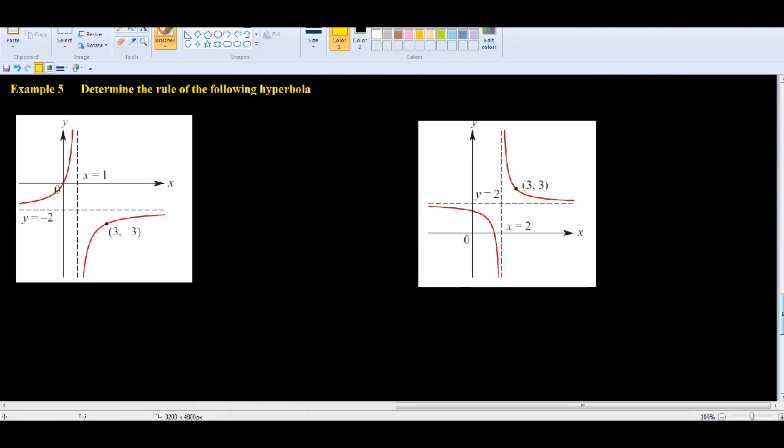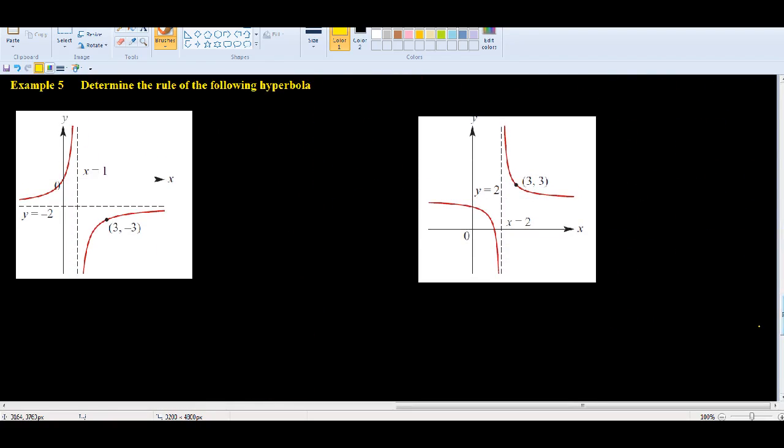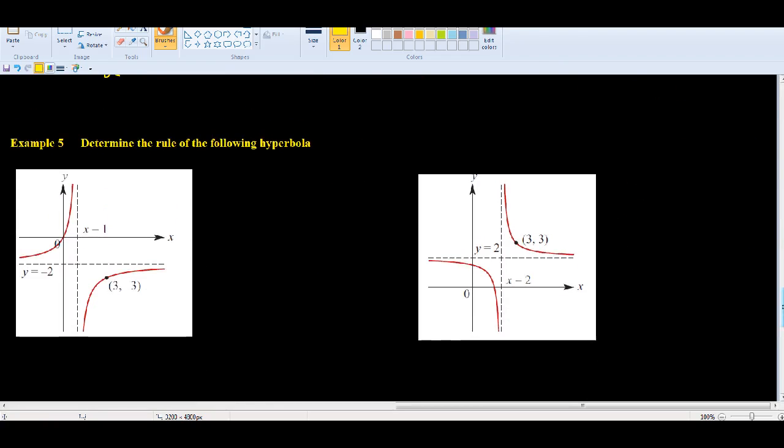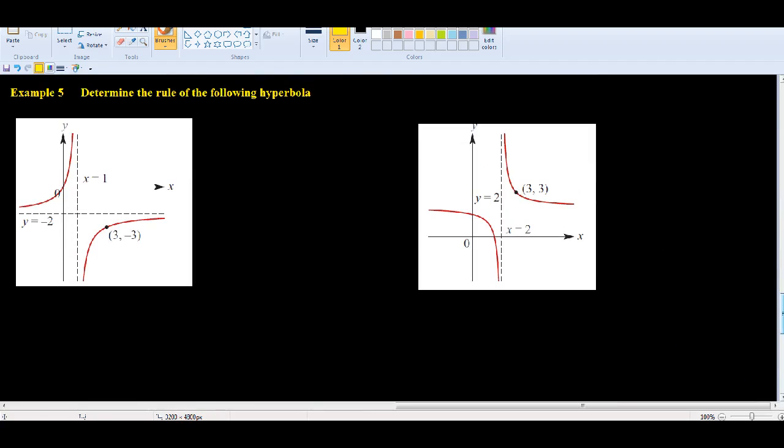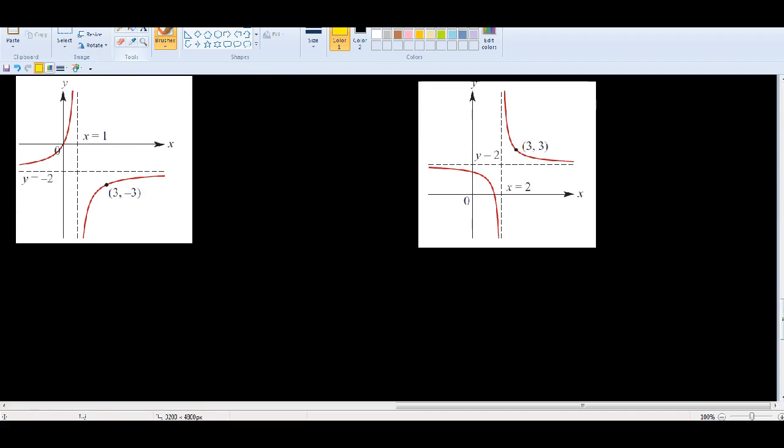Okay, so the other type of question would be they give you the graph, which is very similar to example 4. They give you the description, but now they give you the graph. How could you find the hyperbola? Okay, so to find the hyperbola, again, you need to find the horizontal asymptote and vertical asymptote, and also the extra point.